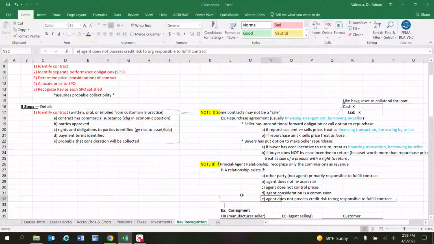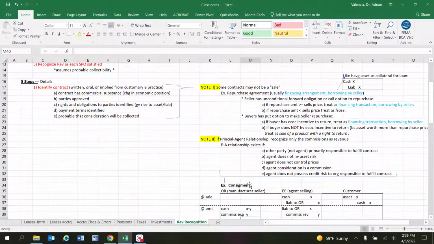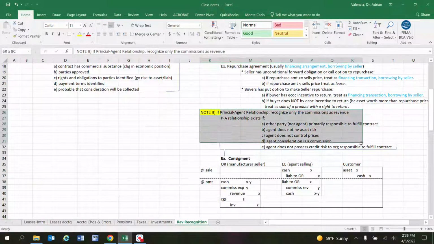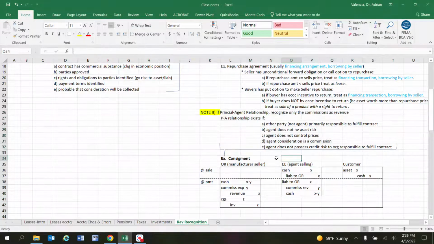So if these five requirements are met, then you have a principal-agent relationship, which needs to be treated as such. Let me give you an example so you see what I'm saying. Sometimes these things seem more complicated with all the details than a simple example. So what's your typical principal-agent transaction? When you sell goods on consignment. When you sell goods on consignment, you have the manufacturer or the person trying to sell something. We'll call that person the consignor.